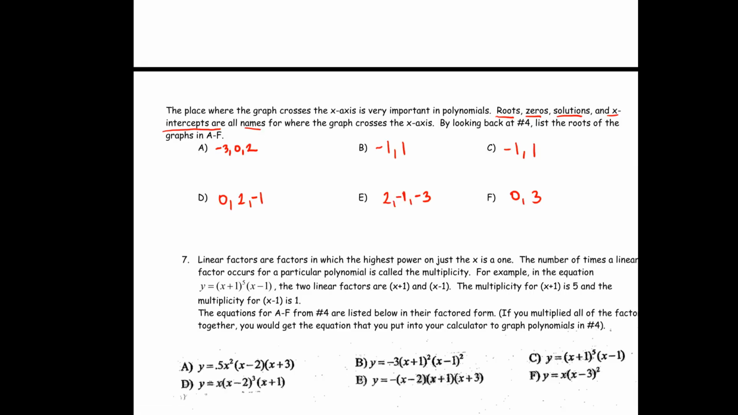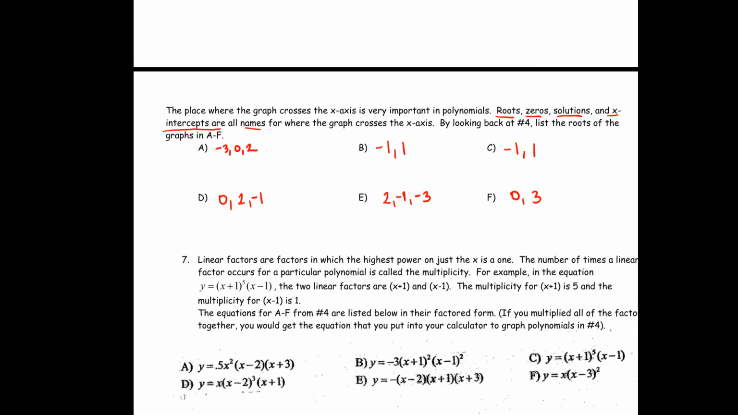Okay, so you guys just wrote these numbers down. These were your zeros or your roots, which they're also called, for A through F. Now, this is going to be some new terms. So I want to read this together with you in number 7, and then we'll just start observing things ourselves.